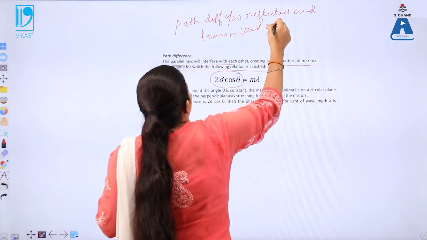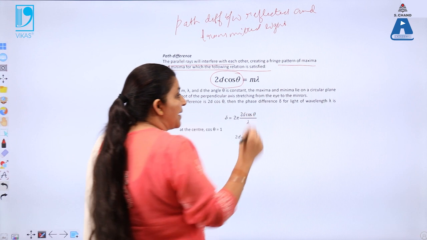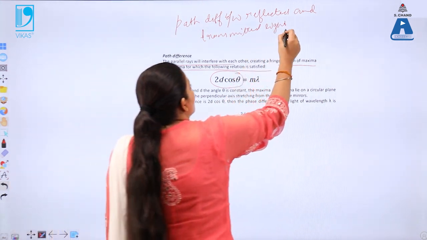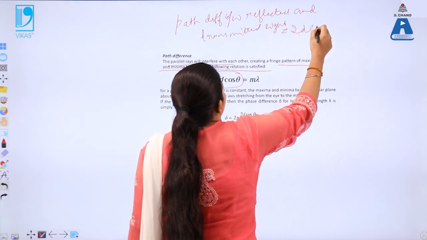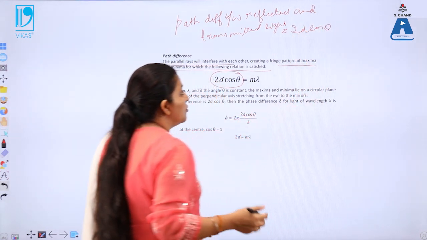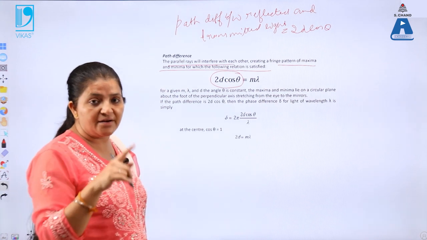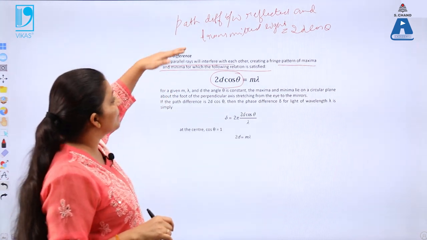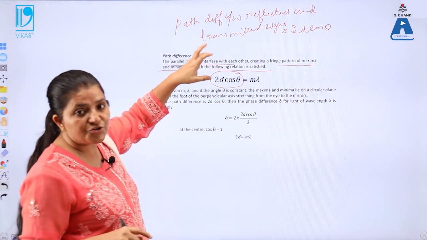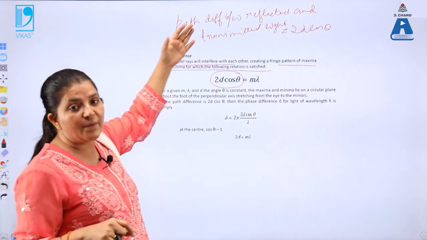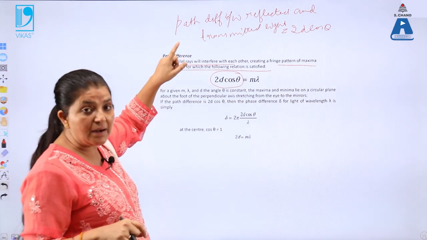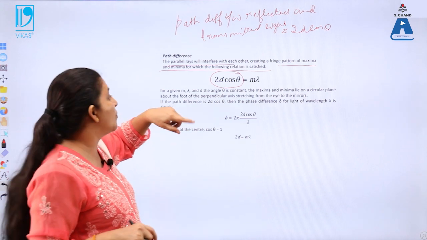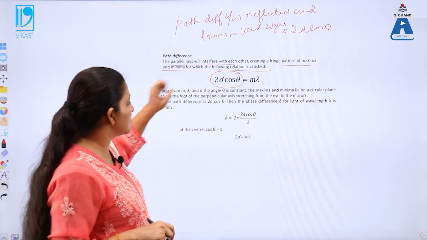Transmitted light, when reflected back from mirror A1 and mirror A2, has a path difference equal to 2d cos theta. This is the path difference between the two rays, because one ray is reflected and the second one is refracted. After the reflection and transmission, both rays are reflected back from mirror A1 and mirror A2, and then they combine at the microscope. So the path difference equals 2d cos theta.